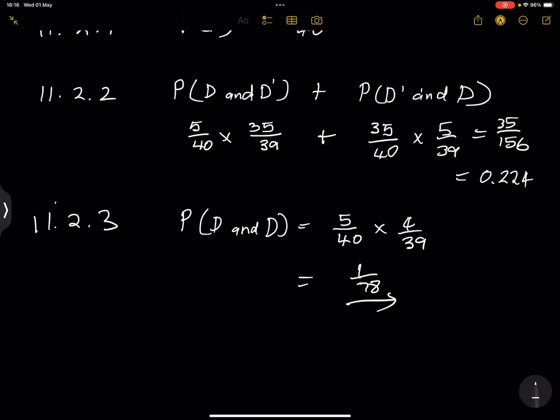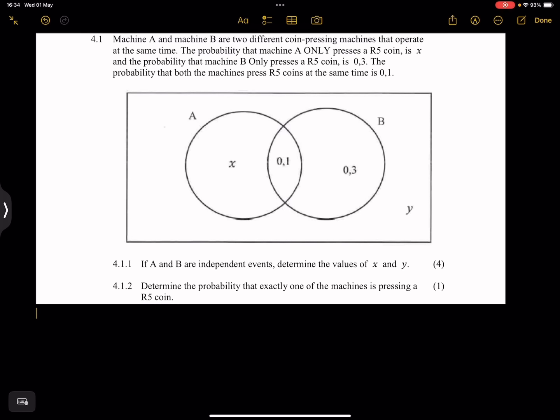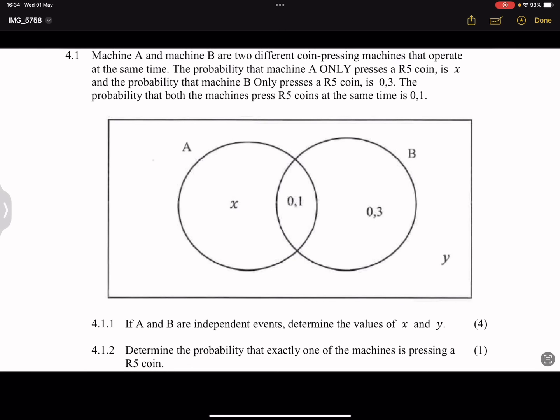Right, and let's get into the next question on Venn diagrams. And now let's talk Venn diagrams. So I took this one from the Gauteng prelim, right? So let's look at it quickly. So they say to us, we've got two machines. Machine A and machine B are two different coin pressing machines that operate at the same time.